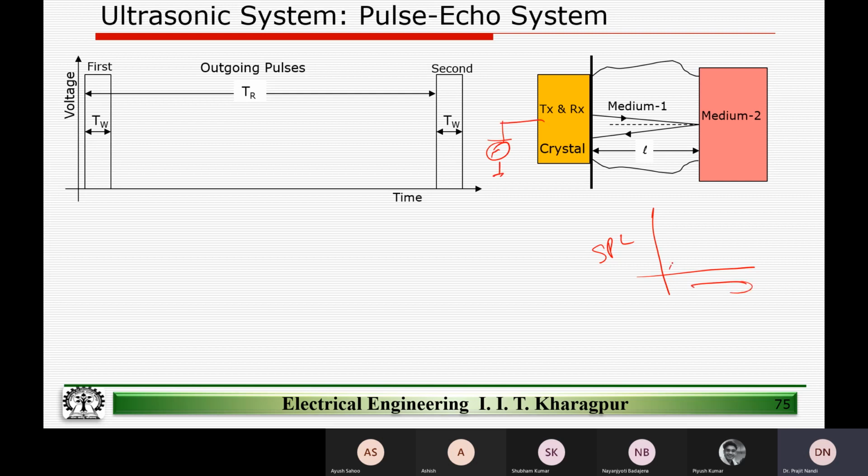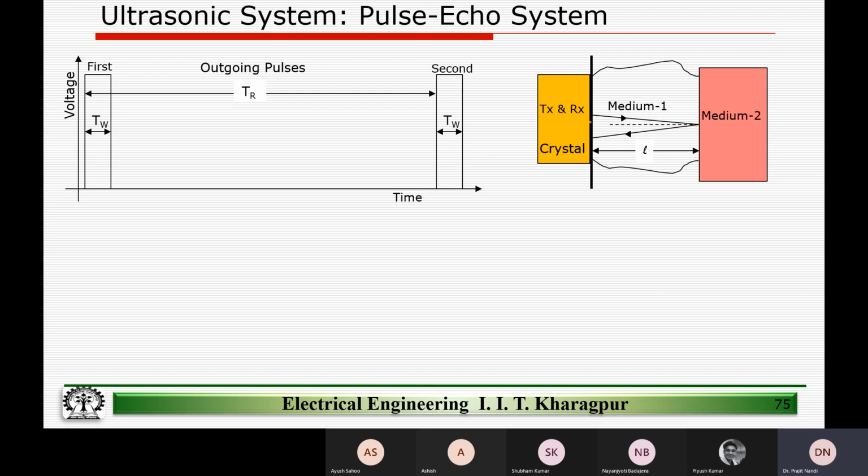The higher the voltage level, the higher the sound pressure level is going to be. Of course, it is going to saturate. You cannot keep giving a higher and higher voltage, but the point is, we will first create a sound wave and leave it to the medium. So the sound wave is going to propagate from the crystal to medium 2, and then it is going to be reflected back, and all these reflection coefficients we have dealt with, we know.